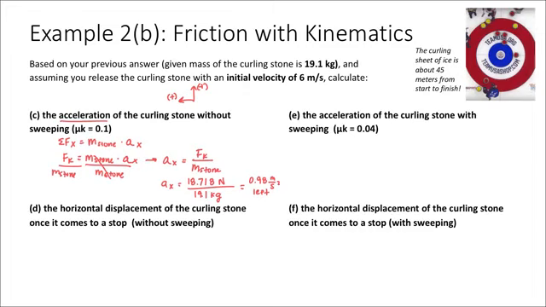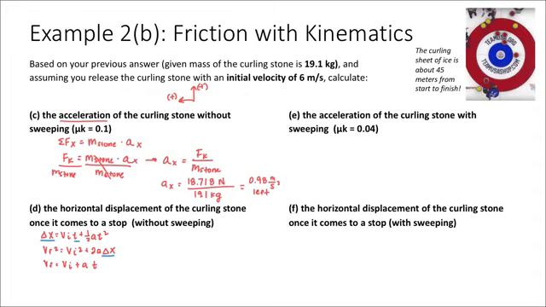If I were to then solve for the horizontal displacement of the curling stone, I would look at my kinematic equations. I'll write them out for reference. In this case, I'm looking for delta x, so I'm going to highlight that in all of my equations. I'll ask myself, how about this first equation? Do I have time? No. So that one's probably not the one I want to use.